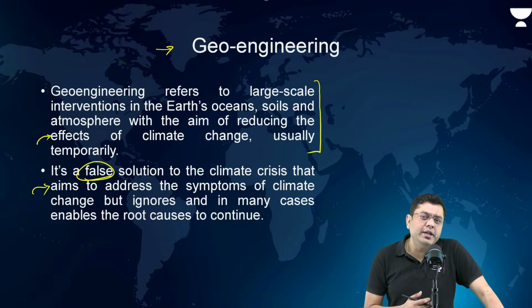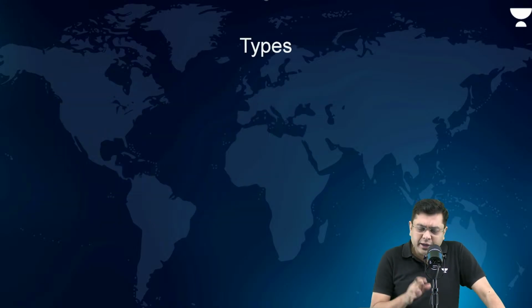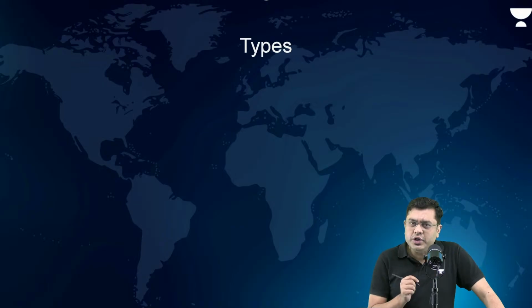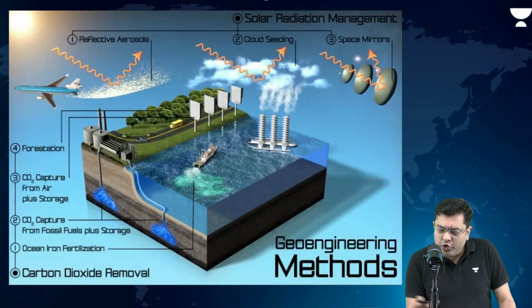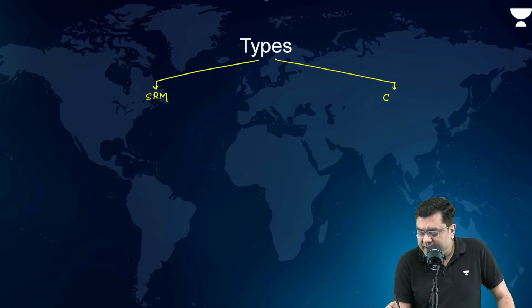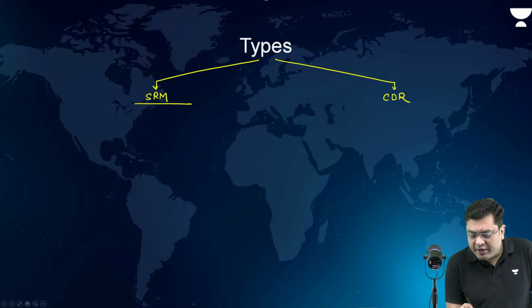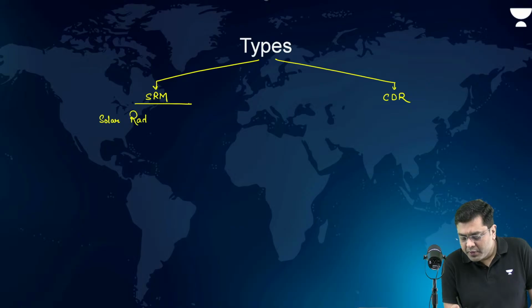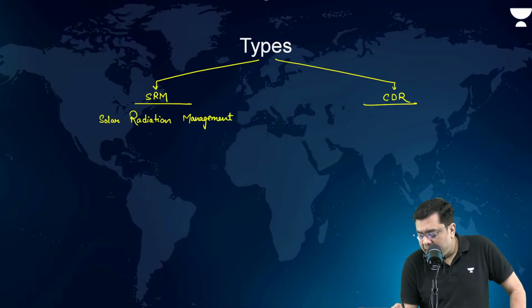So geoengineering is carried out by two broader criteria. There are two broader types of geoengineering. When we talk about the types of geoengineering, I'll show you the various examples also. The first is what is referred to as SRM, solar radiation management. And the second is CDR, that is carbon dioxide removal. These are the two methodologies.